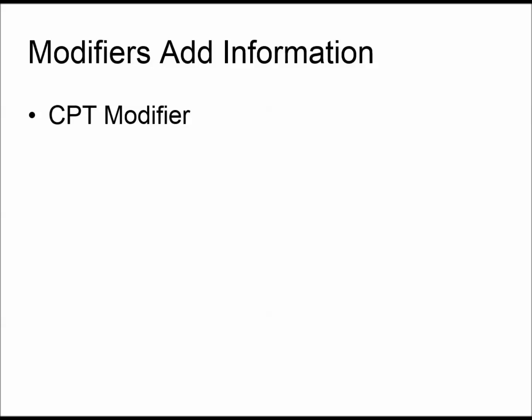Now let's talk about modifiers. What are modifiers? CPT modifiers provide additional information to the third-party payer about services provided to a patient. That's what they do. And when it comes to modifiers, they are two digits, and they are placed after the CPT code to give additional information to the third-party payer.